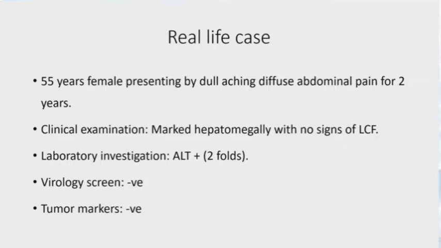A real-life situation: a 55-year-old female presenting with dull, aching, diffuse abdominal pain for around 2 years. Her clinical examination was insignificant apart from marked hepatomegaly with no signs of liver cell failure. Her laboratory investigation only showed an increase in the ALT up to 2 folds. Her virology screen was negative, and her tumor markers were all negative.